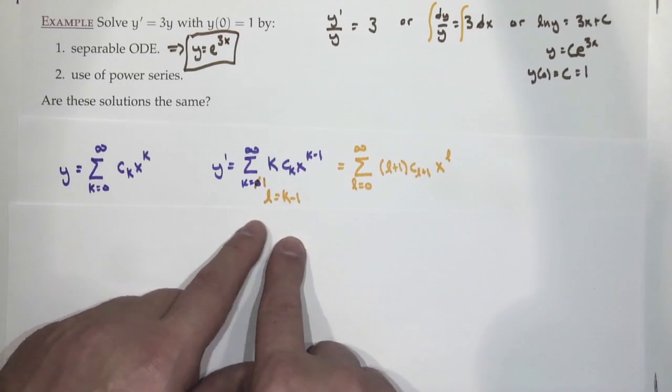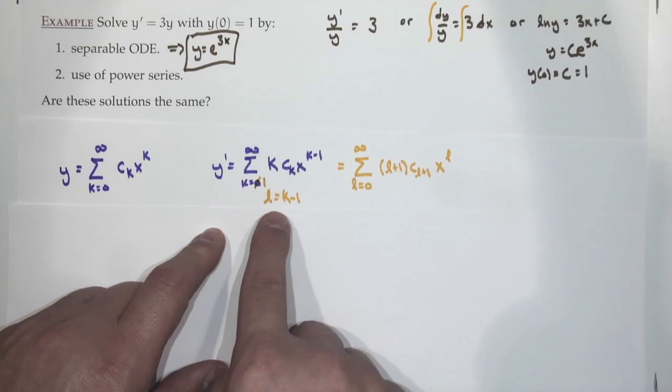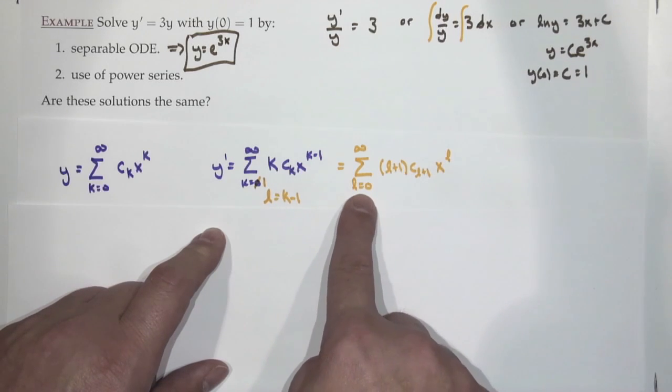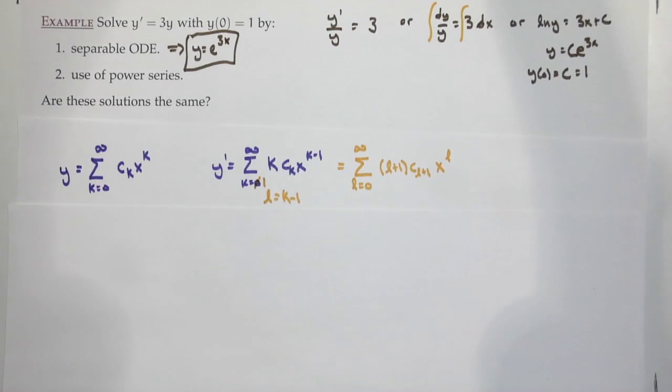Now, we take the derivative term by term, so the k comes down, c_k x to k minus 1, and we'll do a quick shift here. So it's the sum, 0 to infinity, (L plus 1) c_(L plus 1) x to the L. So we have series for y and y prime. Then what happens?